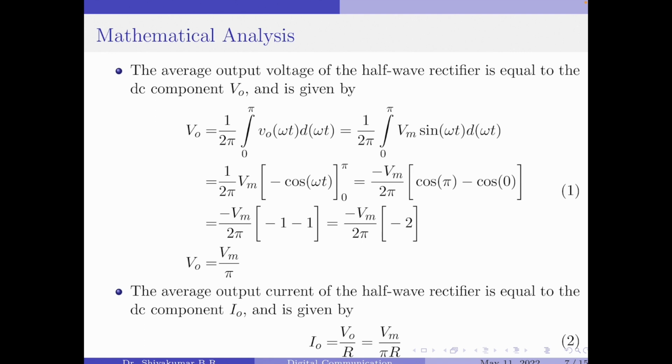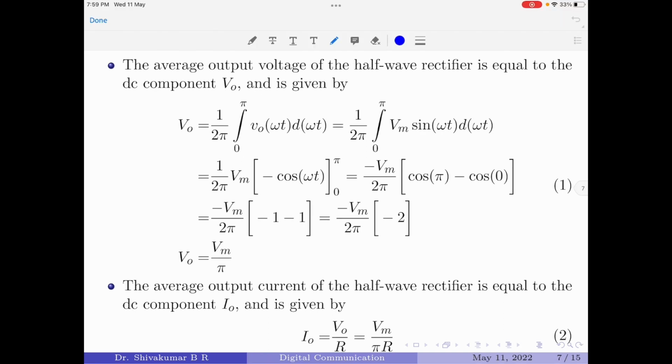Vm is constant here, so I will take it outside the integral and I will apply integration to sin omega t. Integration of sin omega t is minus cos omega t multiplied by the coefficient of omega t. Therefore, this equation reduces to 1 divided by 2 pi into Vm followed by integration of sin omega t, which is equal to minus cos omega t over the limits 0 and pi.